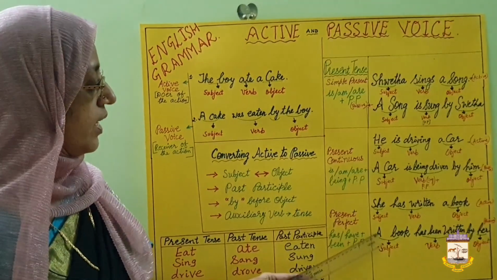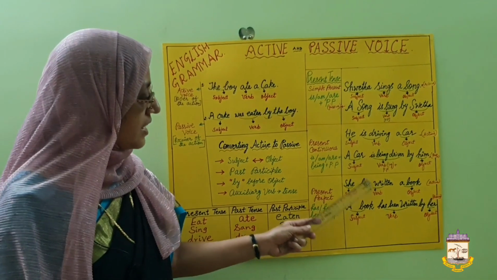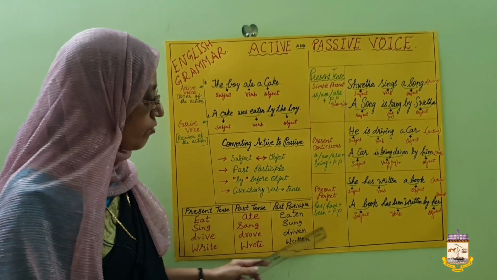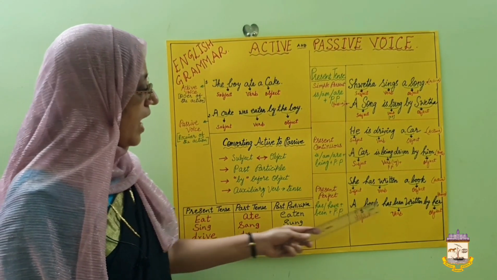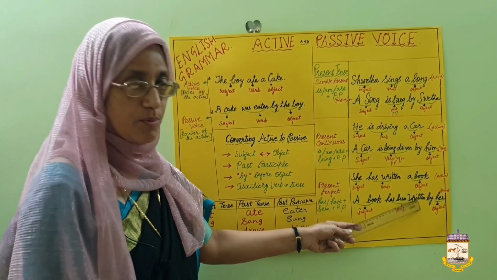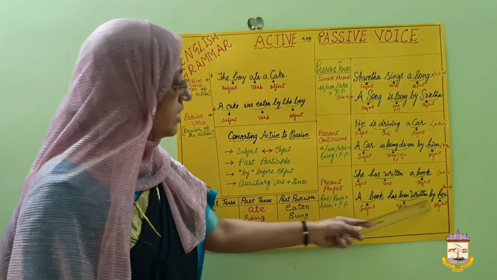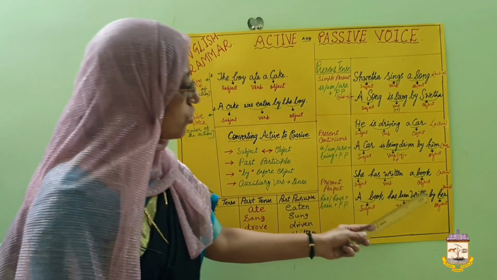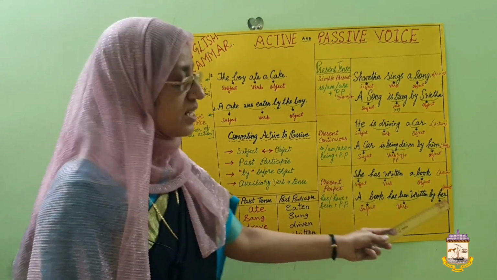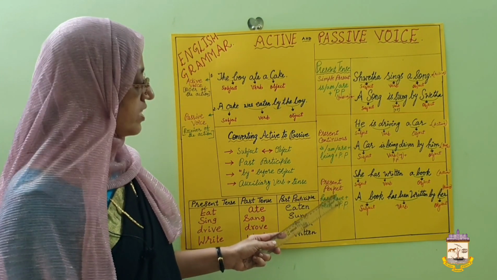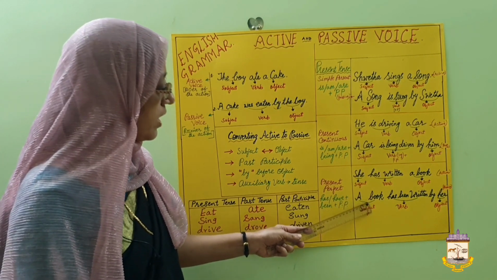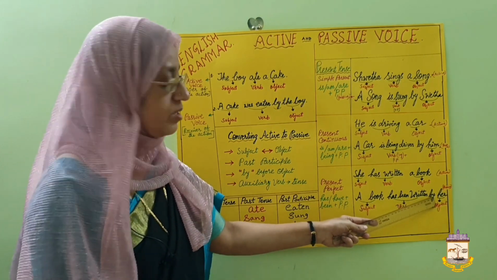Now let's look. As a book has will be written like this, and you have to add been as I told you. Has been written, the past participle as it is. So by should be used before the object. So by is used. She becomes her here. So the sentence goes in the passive like this. A book has been written by her.